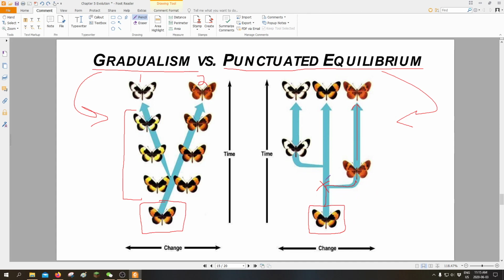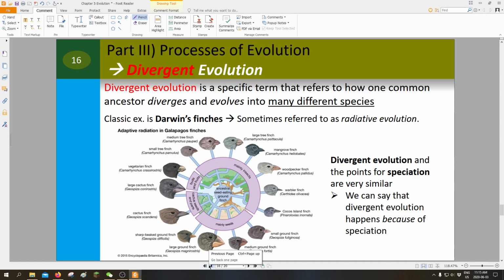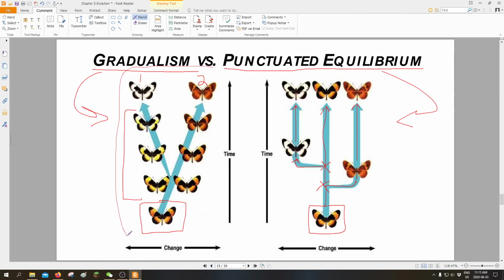Same thing over here. The common ancestor keeps going. Bam! Suddenly it changes into the white and black butterfly over here. Were there any intermediate forms? No, there were none. And then that white butterfly stayed the same. And then also the common ancestor just stayed the same as well. So again, you can compare and contrast these very well to each other. Alright, so that is how the rates of evolution may occur. It might occur very slowly and over time with many intermediate forms, or it might happen very suddenly and not have a lot of change over time at all.